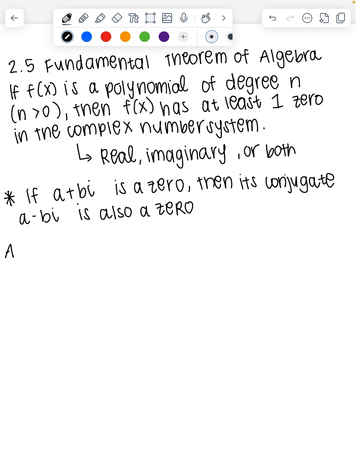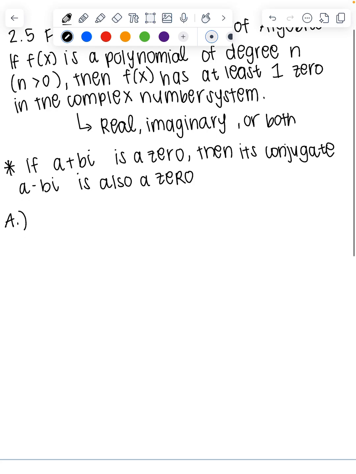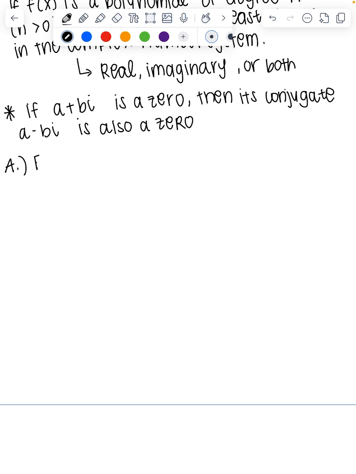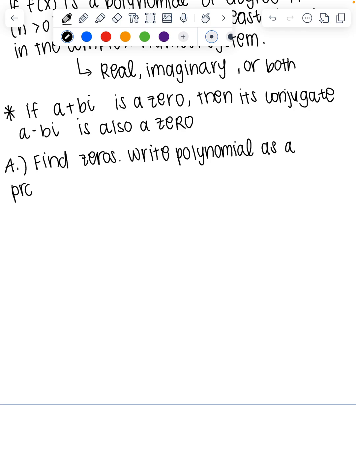So, A is going to be find zeros, and then you are going to write the polynomial as a product of linear factors. Okay, that's just the fancy way of saying write it as factors. Don't multiply out, but write it as factors.